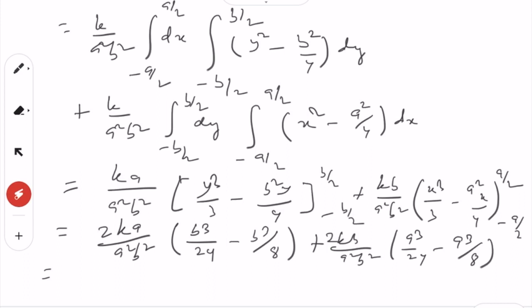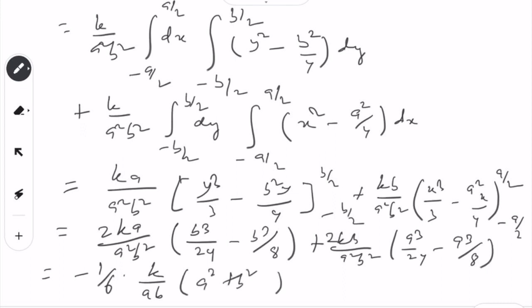So what do we get? We get minus 2 over 24, so minus 1 over 12, and 2 is here also, so minus 1 over 6, right? So we get minus 1 over 6 times k. K is common here, so we write k, and a and b we are taking out from up and down both, so we have k over ab only. Then minus 1 over 6 we write here, and what remains now is a square plus b square. So this is what we are getting.